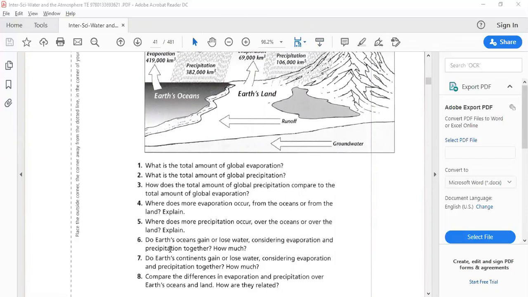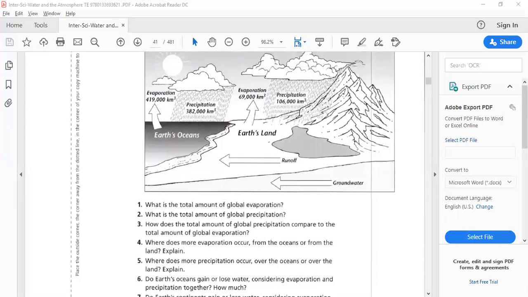So it's losing. The seventh question is, do Earth's continents gain or lose water considering evaporation and precipitation together? How much? The land is gaining around 37,000 cubic kilometers of water. It's getting more precipitation than evaporation. So what is lost by the oceans is gained by the land.